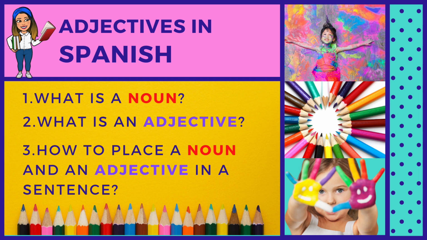Número uno, ¿qué es un noun? What is a noun o sustantivo en español? Noun, sustantivo. Number two, número dos. What is an adjective? What is an adjective o adjetivo en español? Adjetivo. And number three, how to place a noun and an adjective in a sentence. En este video pues encontrarán las respuestas a esas tres preguntas. You will find the answers to these three questions in this video. So, let's get started.